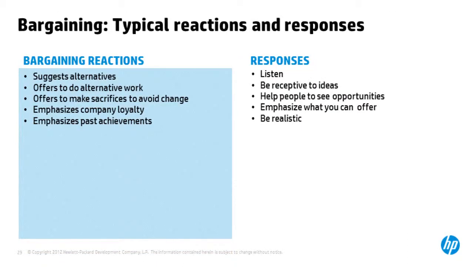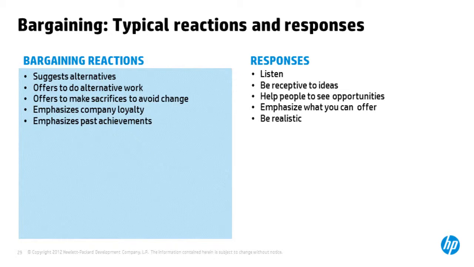Listening for these types of comments and match them to the reaction stage. This will help you to understand who is in the bargaining stage. Bargaining might include offering to work for less money, offering to do alternative work, or be demoted down the hierarchy. People might try to bargain their past achievements and company loyalty in exchange for special consideration.